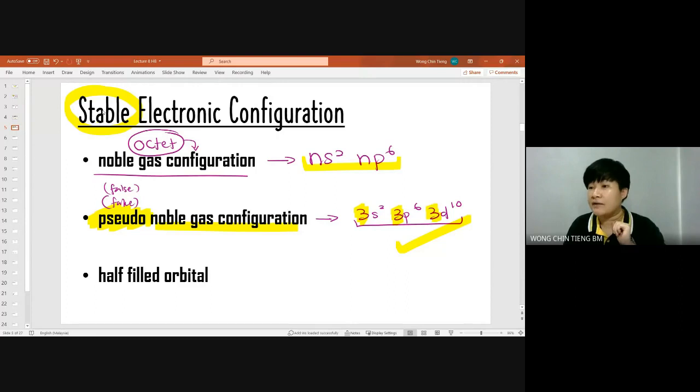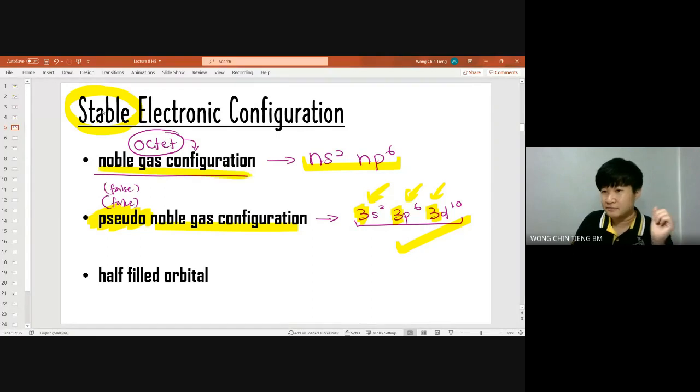That's why I'm pretty sure it's 3. Sebab tu saya tak guna n. Sebab siapa je ada d? 3 je ada d, betul? 1 tak ada d, 2 tak ada d. That's why Miss Wong can put straight away it's a 3. 3s2, 3p6, 3d10. It will then have, I wouldn't use exact, I would say similar stability as the noble gas.